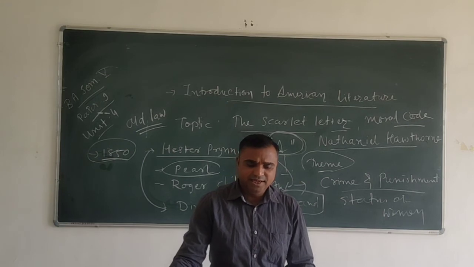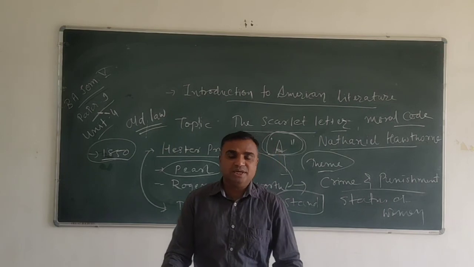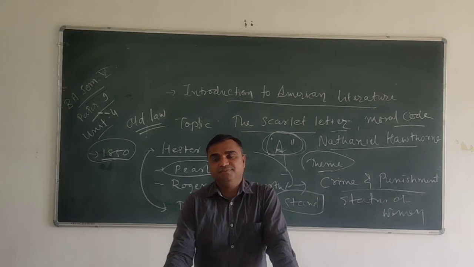Then friends, in short, the story of Hester Prynne, who conceives a daughter through the adulterous affair and struggles to create a new life.